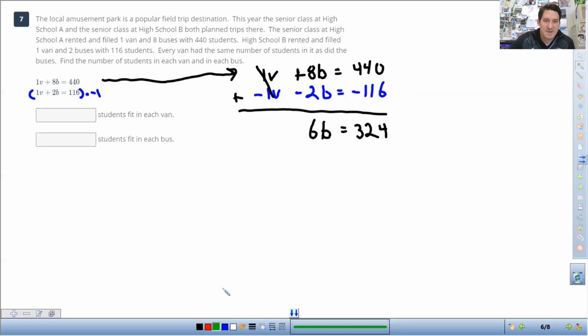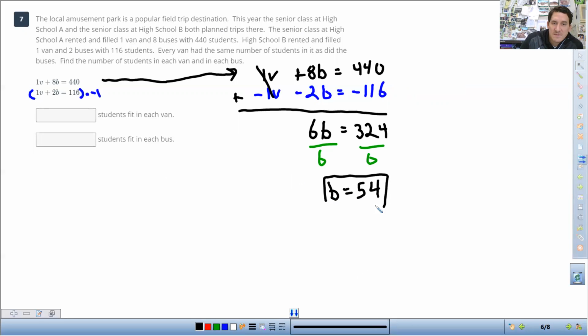Then last step to solving, divide both sides by 6, and I get B is 324 divided by 6, which is 54. So that means 54 students fit in each bus. So the buses were B, 54 students fit in a bus. So how many students fit in a van?